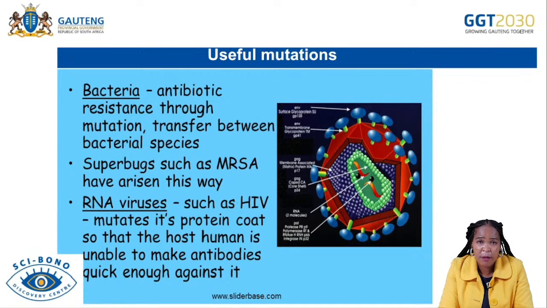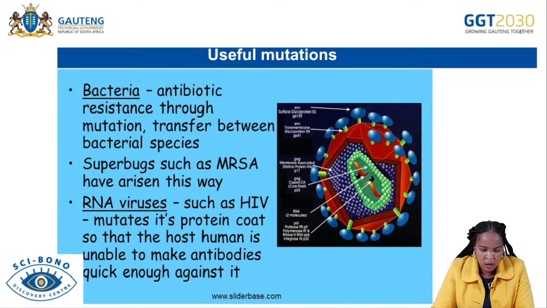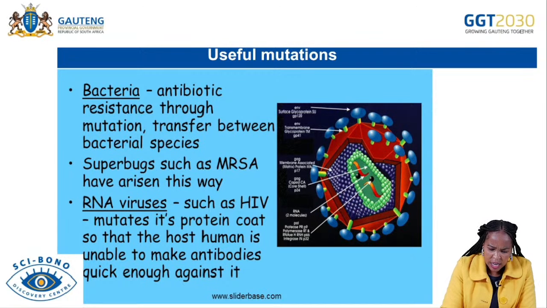That is how it came about. It actually was a normal disease, and then it mutated and formed a superbug that is not treatable by any means of antibiotics. And then another one is HIV. We know even today it is very difficult to treat HIV.